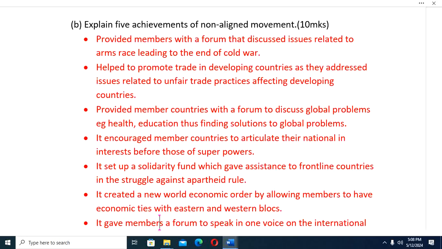Next, provided member countries with a forum to discuss global problems, e.g. health, education, thus finding a solution to global problems. Next, it encouraged member countries to articulate their national interests before those of superpowers.